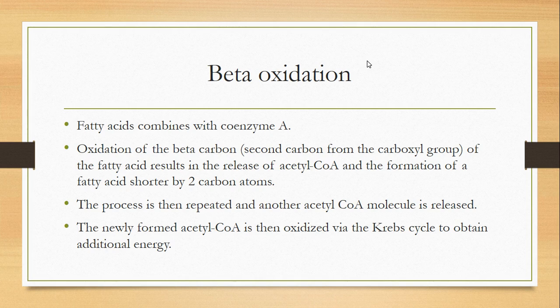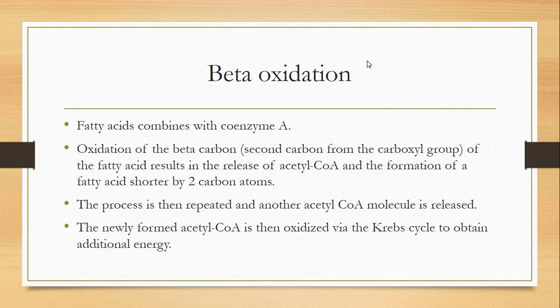Later, the beta oxidation begins by the combining of coenzyme A to the fatty acid. Once the fatty acid is combined with the coenzyme A, oxidation of the beta carbon, that is the second carbon from the carboxylic group of the fatty acid, results in the release of a molecule, that is acetyl-CoA, and formation of a fatty acid shorter by 2 carbon atoms.